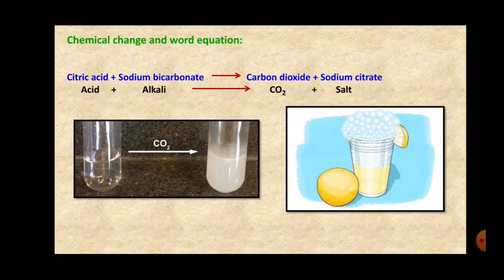Now this also we had studied in the previous lesson in the form of the neutralization reaction. When an acid and a base react, they form salt, right? So this is the chemical change. Citric acid reacts with sodium bicarbonate, carbon dioxide is given out and sodium citrate is formed.